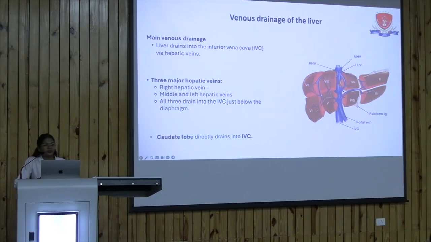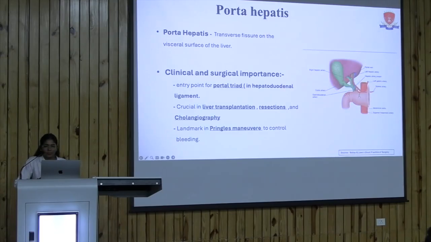Liver drains the blood from each segment via hepatic veins into the inferior vena cava except the segment 1. There are 3 major hepatic veins: right hepatic vein, middle and left hepatic veins. All of them drain into inferior vena cava just below the diaphragm. Segment 1 directly drains into inferior vena cava.